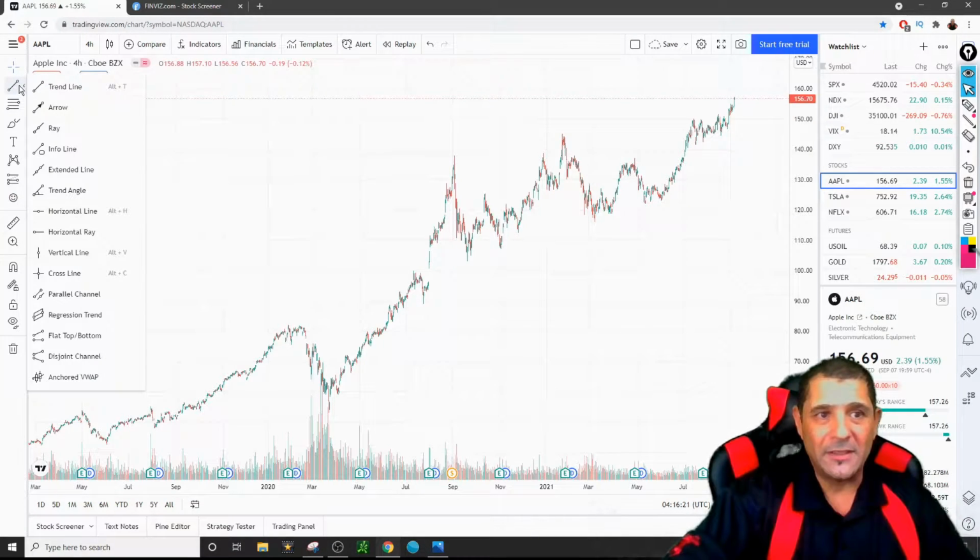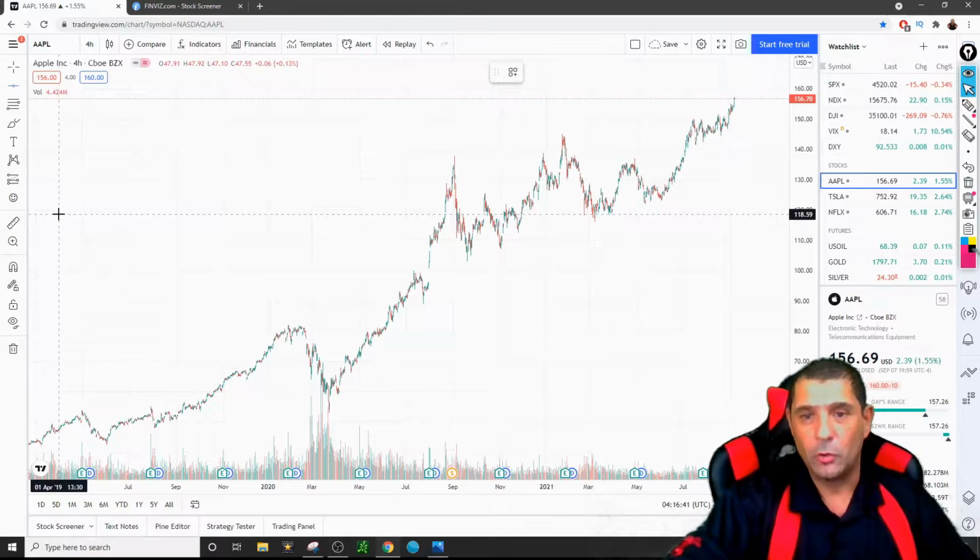You have a lot of indicators right here. You have a lot of drawing tools that you can use on TradingView that are very good and free. There is also the paid version of TradingView, and you can have a lot more tools to find stocks. But what they give you for free at the beginning, it's good enough for you.